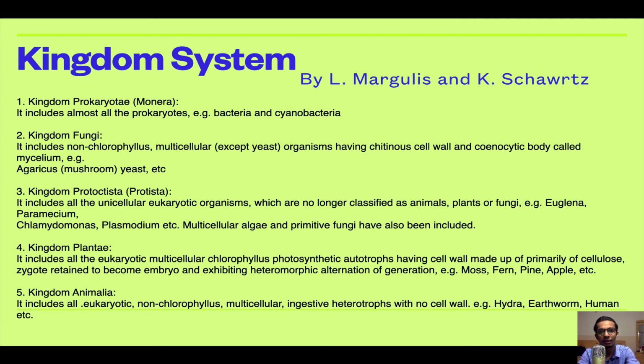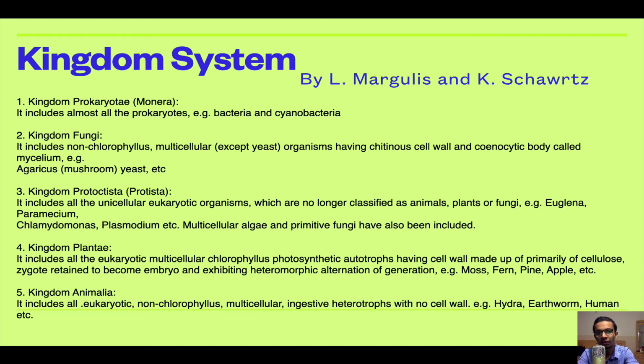Kingdom Protista in the time of Whittaker, but now it's Protoctista. It includes all the unicellular eukaryotic organisms which are no longer classified as animals, plants, or fungi. Euglena and Paramecium are examples. Chlamydomonas is also an example, and Plasmodium. Multicellular algae and primitive fungi have also been included. Some of the fungi are also included.